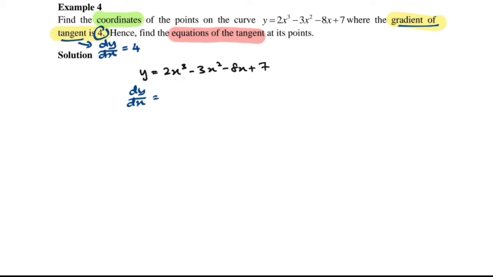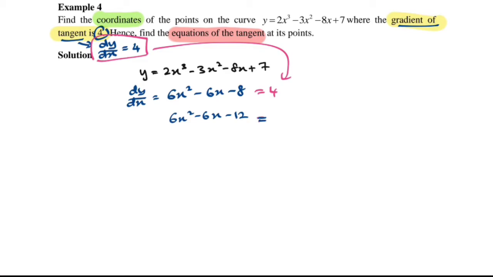2x cubed, when you differentiate, you get 6x squared minus 6x minus 8. And this is equal to 4. This is a quadratic equation, but you have to bring 4 to the left side. And now the right side is equal to 0. After it's equal to 0, you can press your calculator to find your factors. From your calculator, you will get 2 answers.